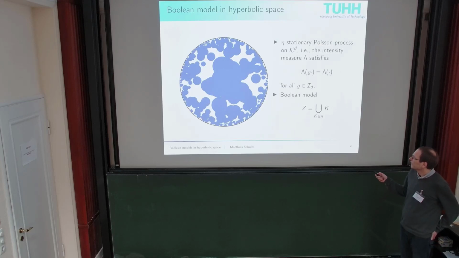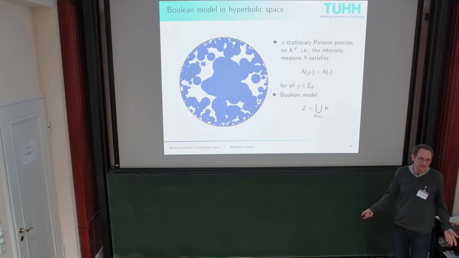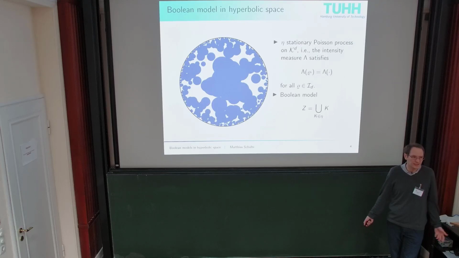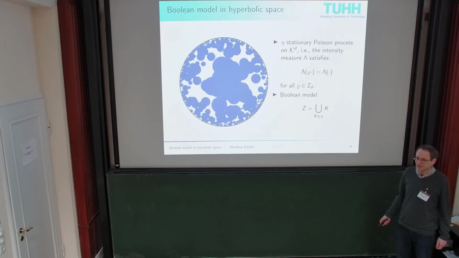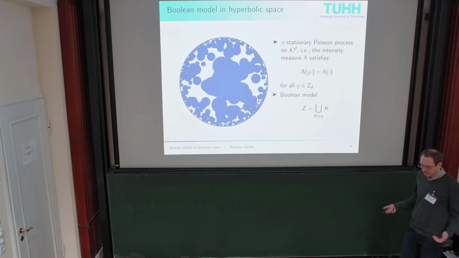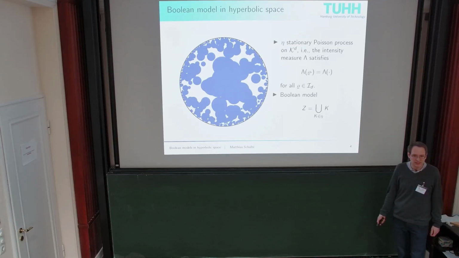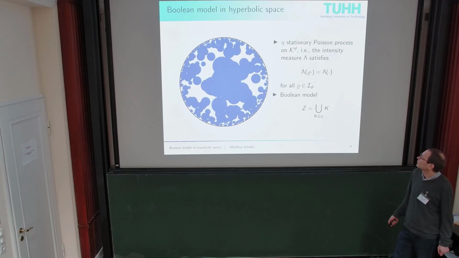So later I will compare our results with those for the Euclidean situation, and it should be clear for all of you who are not familiar with the Boolean model in the Euclidean case what we do. We do exactly the same, but we just take a stationary Poisson process on a set of compact convex subsets of R^d, and this gives you the Euclidean Boolean model.